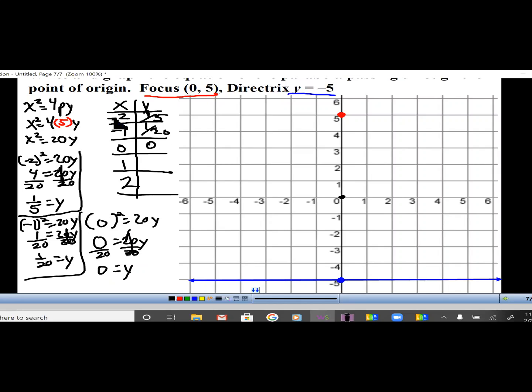Let's graph that. -2, 1/5. 1/5 is about right here. -1, 1/20, very close to the axis. 0, 0. And do we know the values for the other two? Yes. 1/20 and 1/5. And there's our parabola.